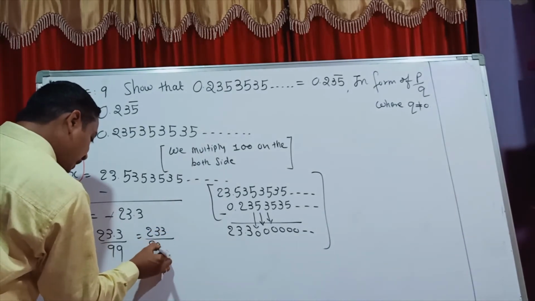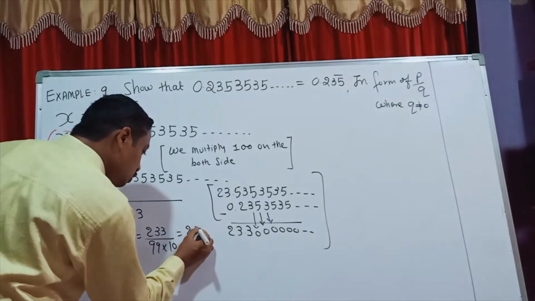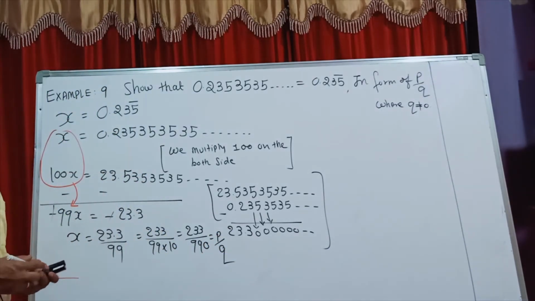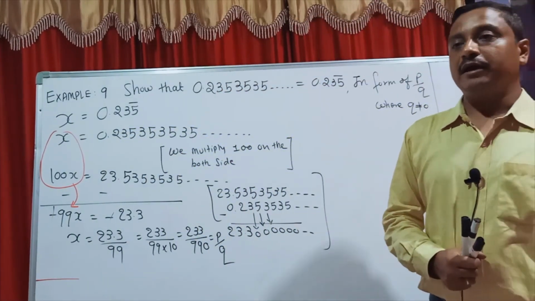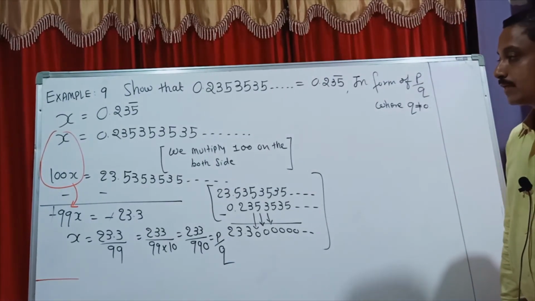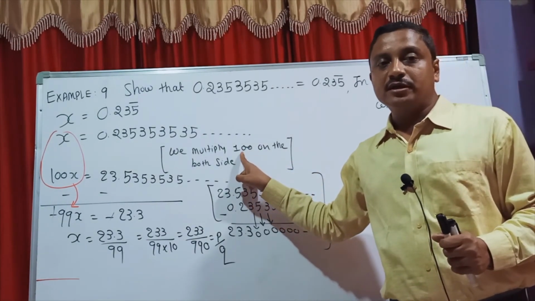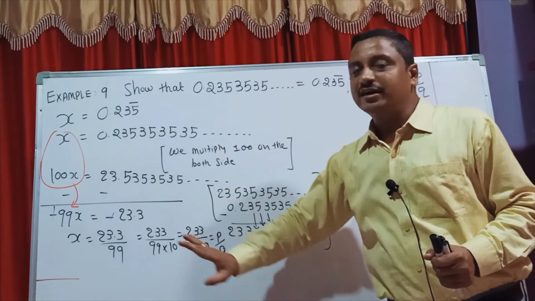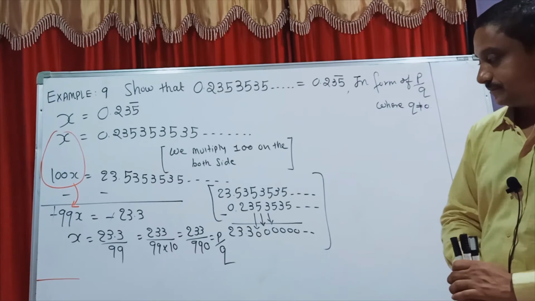So 233 by 99 with 10, because here one decimal I just divided. So my answer 233 by 990, which is your P by Q form. And here our one more illustrations. Here happily done. Correct? These are the main points. 100 multiples, because the 2 number repeated, that's why students. And after that you simple calculate by the subtraction wise, and that getting your simple way answer.